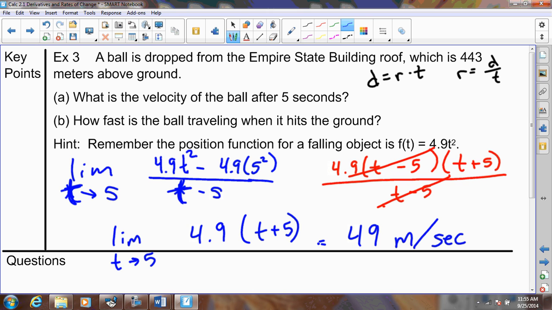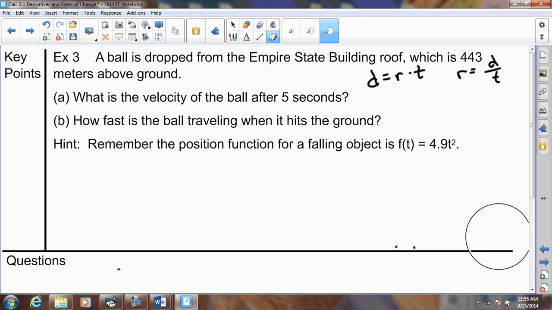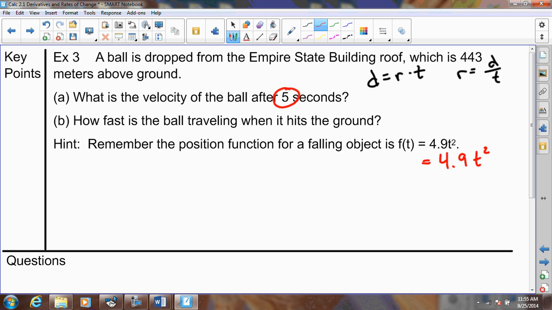I'm going to erase all this stuff to give me some room to work. But then we will note, how fast is it falling when it hits the ground? Well, here's our big part. It's going to be pretty similar, but in part A we knew the time was 5 seconds. Do we know how long it takes for it to hit the ground? Well, we could find it, because 4.9 t squared has to be equal to this height of 443.